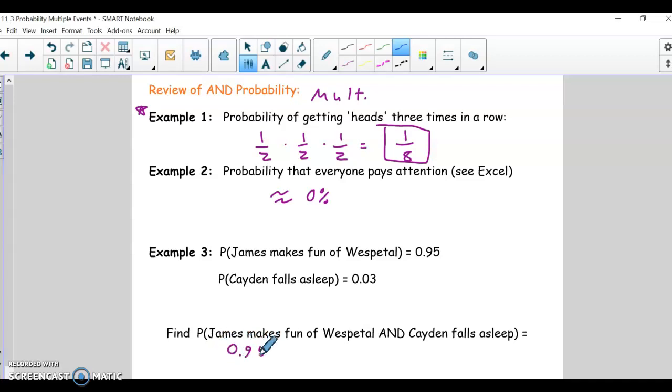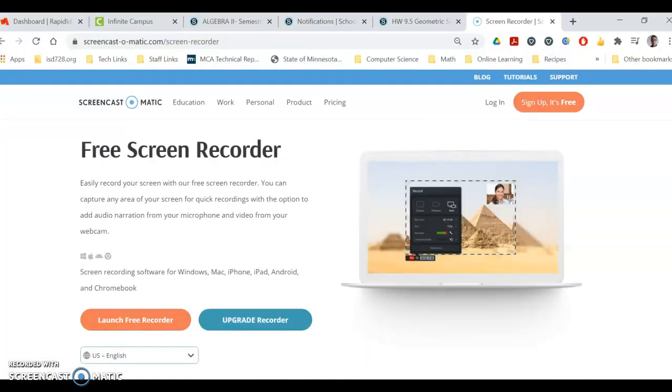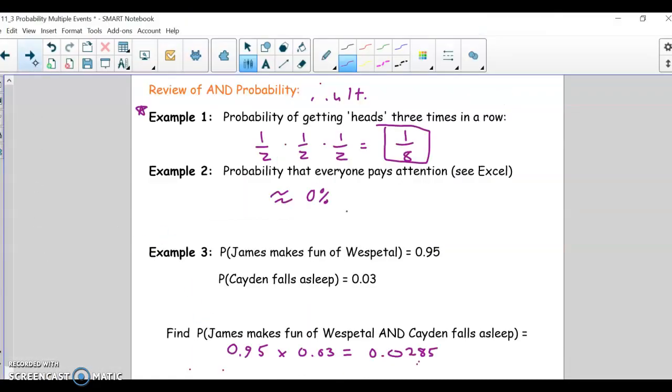Since these events are independent, we're just going to multiply these two together, and we'll get a number that's smaller than either of those two originally. So we get just a little bit less than 3% by the look of it when you multiply those. Sorry for the glitchiness there.